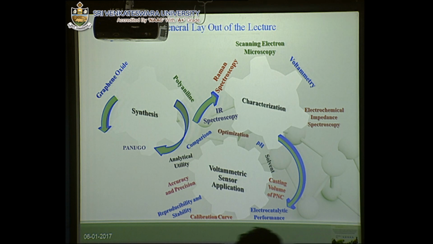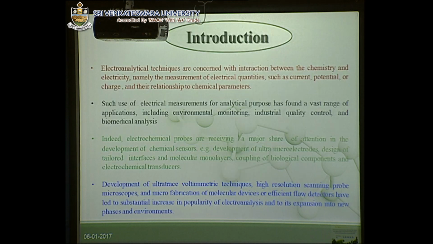This is the general outline of the lecture: how the sensor is developed, how the sensor is fabricated by using different techniques, how the sensor is characterized, and then how it is applied for qualitative and quantitative estimation in different matrices. It may be a pure matrix, or it may be blood, or different types of pharmaceutical combinations or other matrices that may be present there.